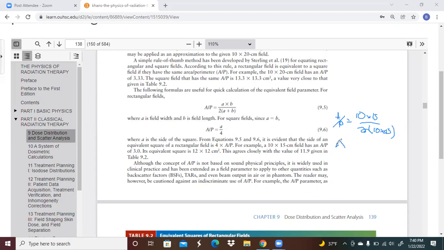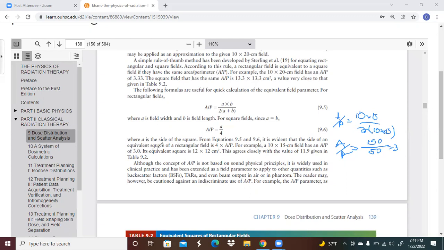So that ratio, sloppily drawn as I've got it, is 150. 10 plus 15 is 25, so it's going to be 150 over 50. That equals 3. So that's where they get the A over P of 3.